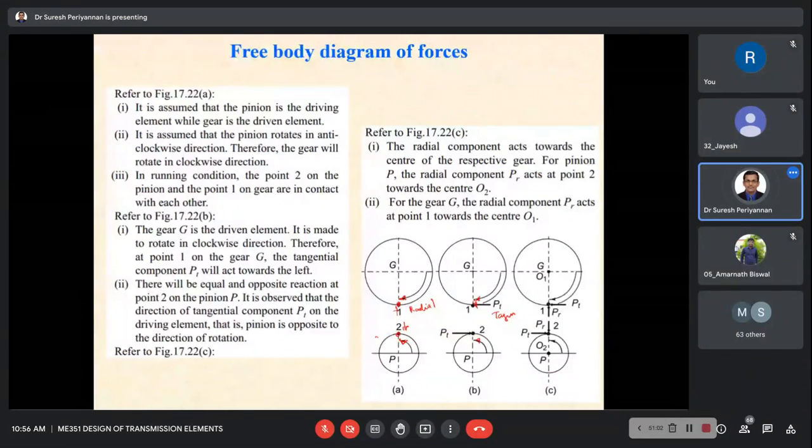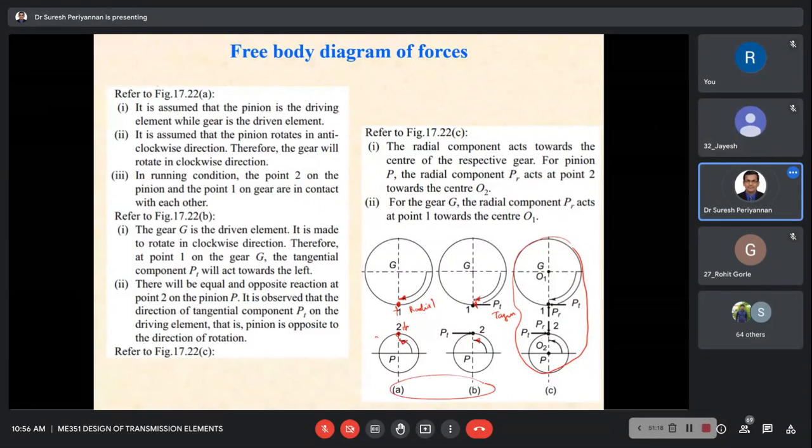Now this is a schematic free body diagram of the force analysis. This is now coupled to this A and B. This is the vertical force, radial force, and horizontal force, the tangential force acting on the pinion and the gear, in such a way that you can understand. Okay, this is very simple.